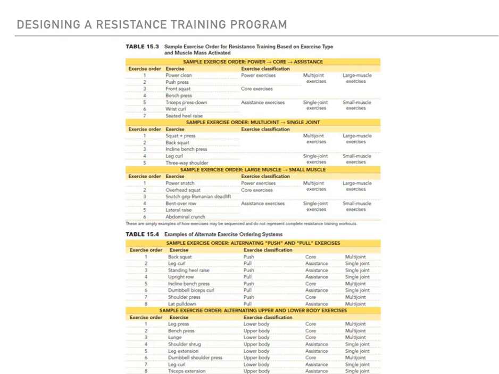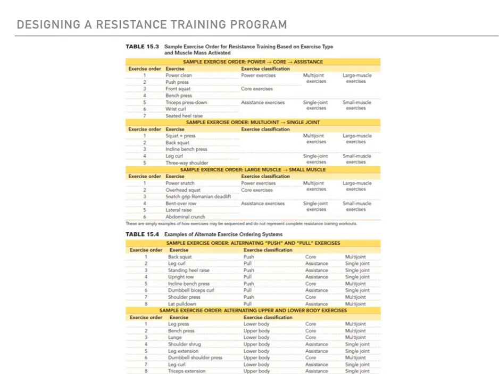Now, let's look at the next set. The exercises below are listed from numbers 1 through 5. These exercises include the squat and press, the back squat, the incline bench press, leg curls, and a 3-way shoulder exercise. We can see here that we begin with the multi-joint exercises, which we can classify as core exercises. These are followed by those which are single joint exercises, which we know of as assistance exercises.